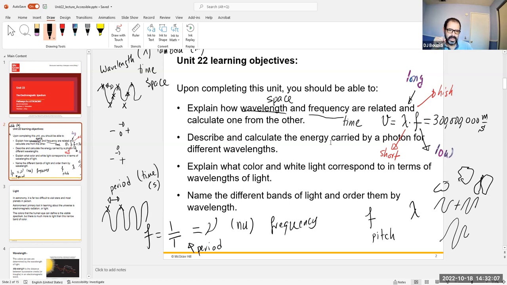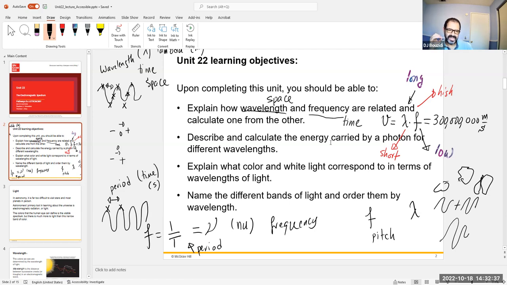Meaning, a red light is less energetic than a blue light, which is less energetic than a violet light. So there is more energy with a violet than with the blue, and the blue is higher than the green, and the green is higher than the yellow, and the yellow is higher than the orange, and the orange is higher than the red. So this is basically how energy is related to frequency or to wavelength.